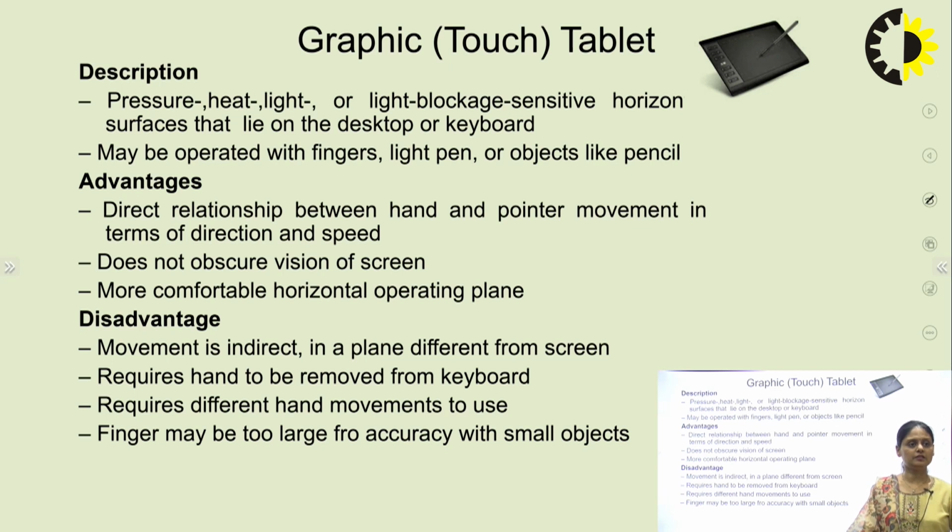The disadvantages are that the movement is indirect, in a plane different from the screen, it requires the hand to be removed from the keyboard, and the finger may sometimes be too large, so accuracy for small objects is an issue. Whenever you try to touch a small object with a finger, if the finger is too broad, you cannot point out the exact object that you want.